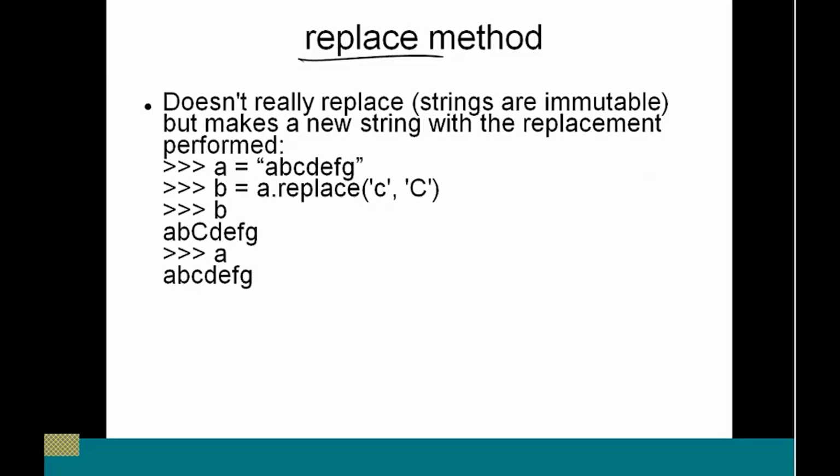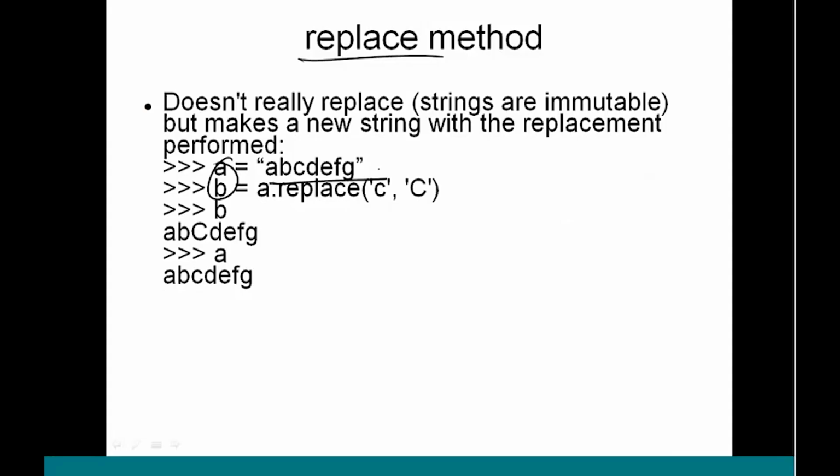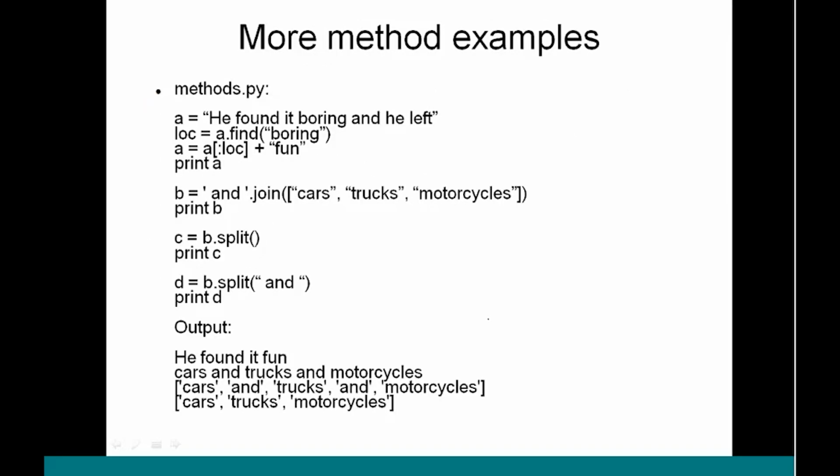So here is an example. We define a string variable a with a b c d e f g, and then another variable b, which we are going to call as a dot replace c with uppercase C. So now if you print b, it's basically a b uppercase C d e f, whereas a is simply a b c d e f g.